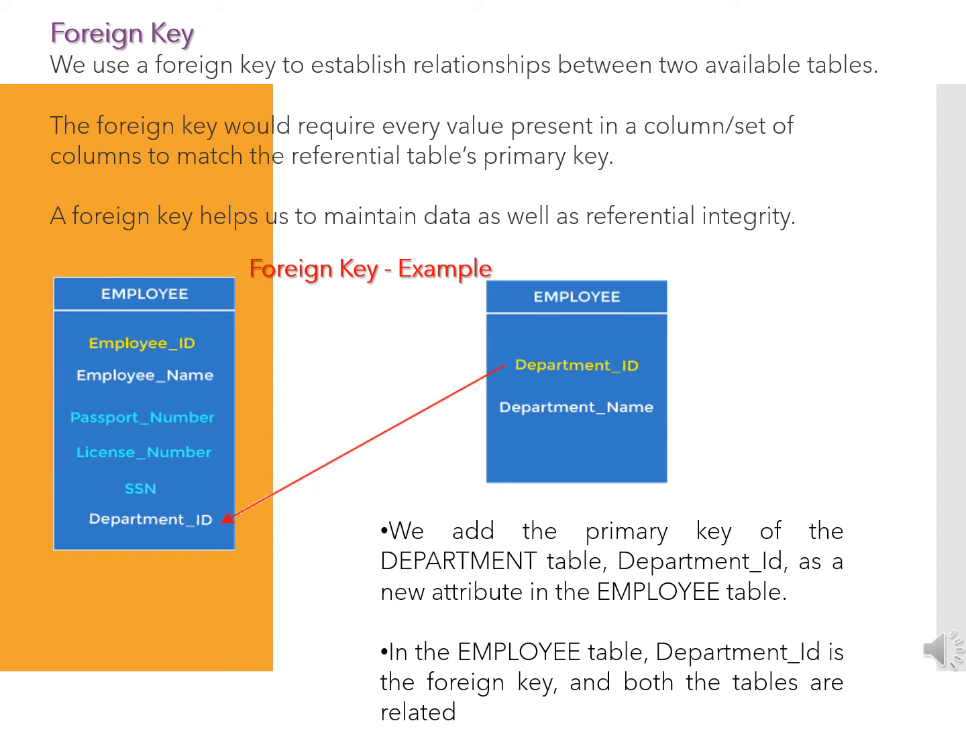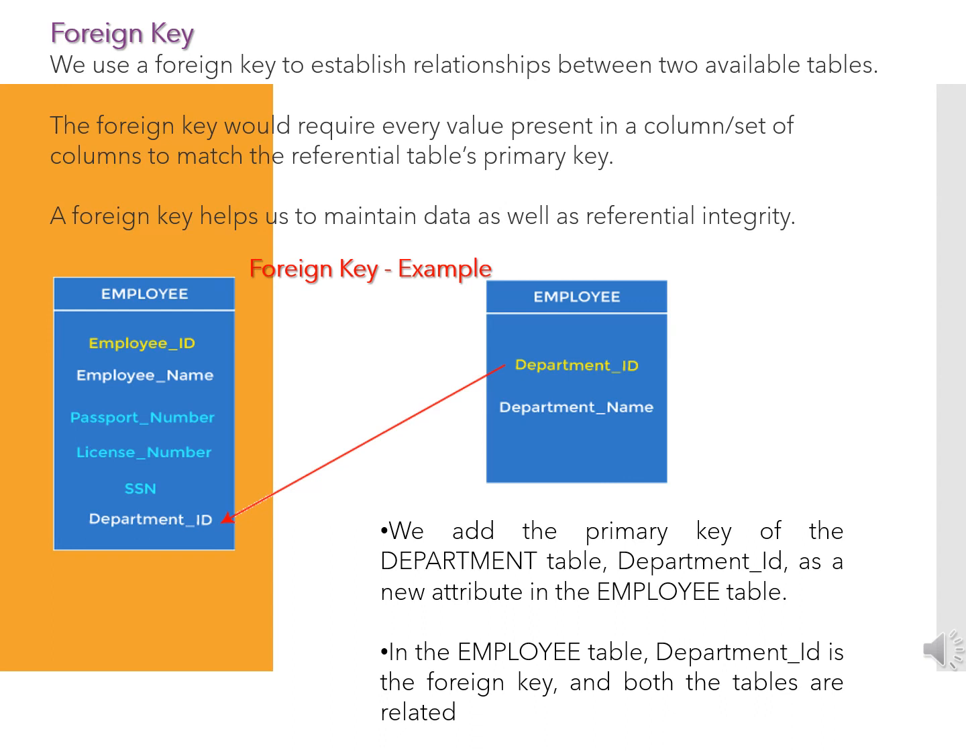Next, let's discuss about foreign key. We use a foreign key to establish relationship between two available tables. The foreign key would require every value present in a column or a set of columns to match the referenced table's primary key. A foreign key helps us to maintain data as well as referential integrity. The foreign key is mainly used to connect two tables, and one table, usually called a parent table, is used to connect with the child table with the use of one key called foreign key.